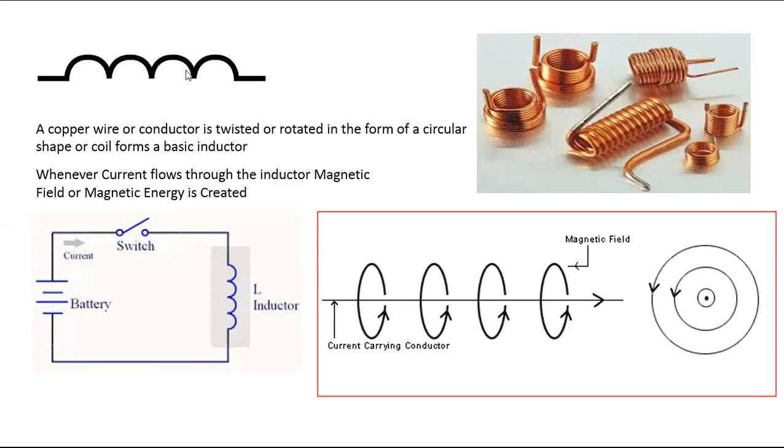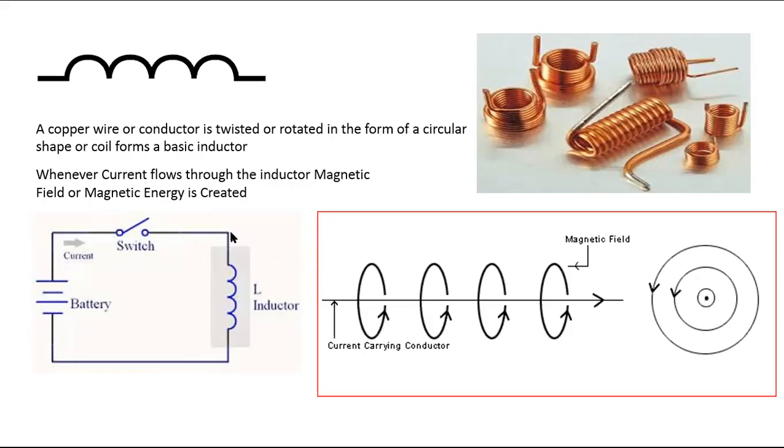Rotate the copper wire in a circle shape. Then that is a basic inductor. So the inductor advantage is on the second line here: whenever current flows through the inductor, magnetic field or magnetic energy is created. So then what is the proof? It will attract small pieces of tin or iron. Okay, I'll come back to this slide once again.